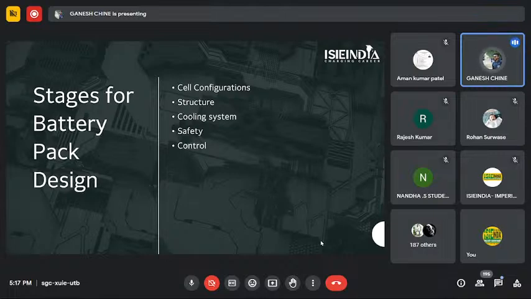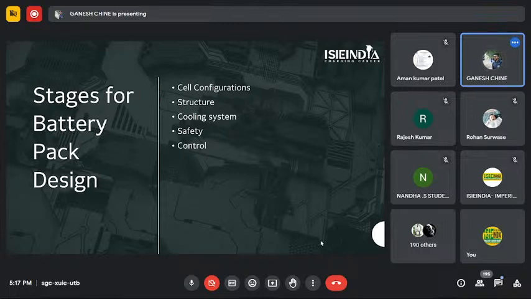Those three are the major parameters to check while designing the bus bar. And then cooling systems. In high temperature regions, we require a cooling system for the battery pack. Either we use active cooling or passive cooling. We see the cooling system in thermal air, and the most important thing is safety.